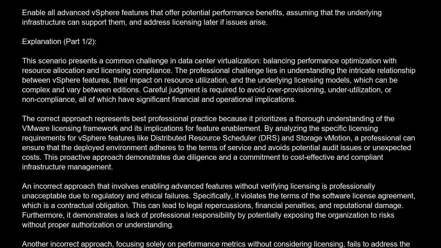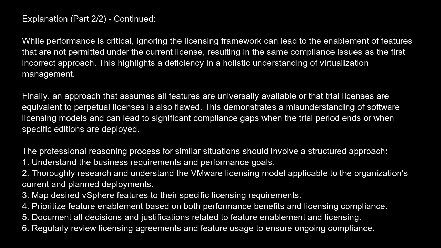Another incorrect approach, focusing solely on performance metrics without considering licensing, fails to address the complete picture. While performance is critical, ignoring the licensing framework can lead to the enablement of features that are not permitted under the current license, resulting in the same compliance issues as the first incorrect approach. This highlights a deficiency in a holistic understanding of virtualization management. Finally, an approach that assumes all features are universally available or that trial licenses are equivalent to perpetual licenses is also flawed. This demonstrates a misunderstanding of software licensing models and can lead to significant compliance gaps when the trial period ends or when specific editions are deployed.